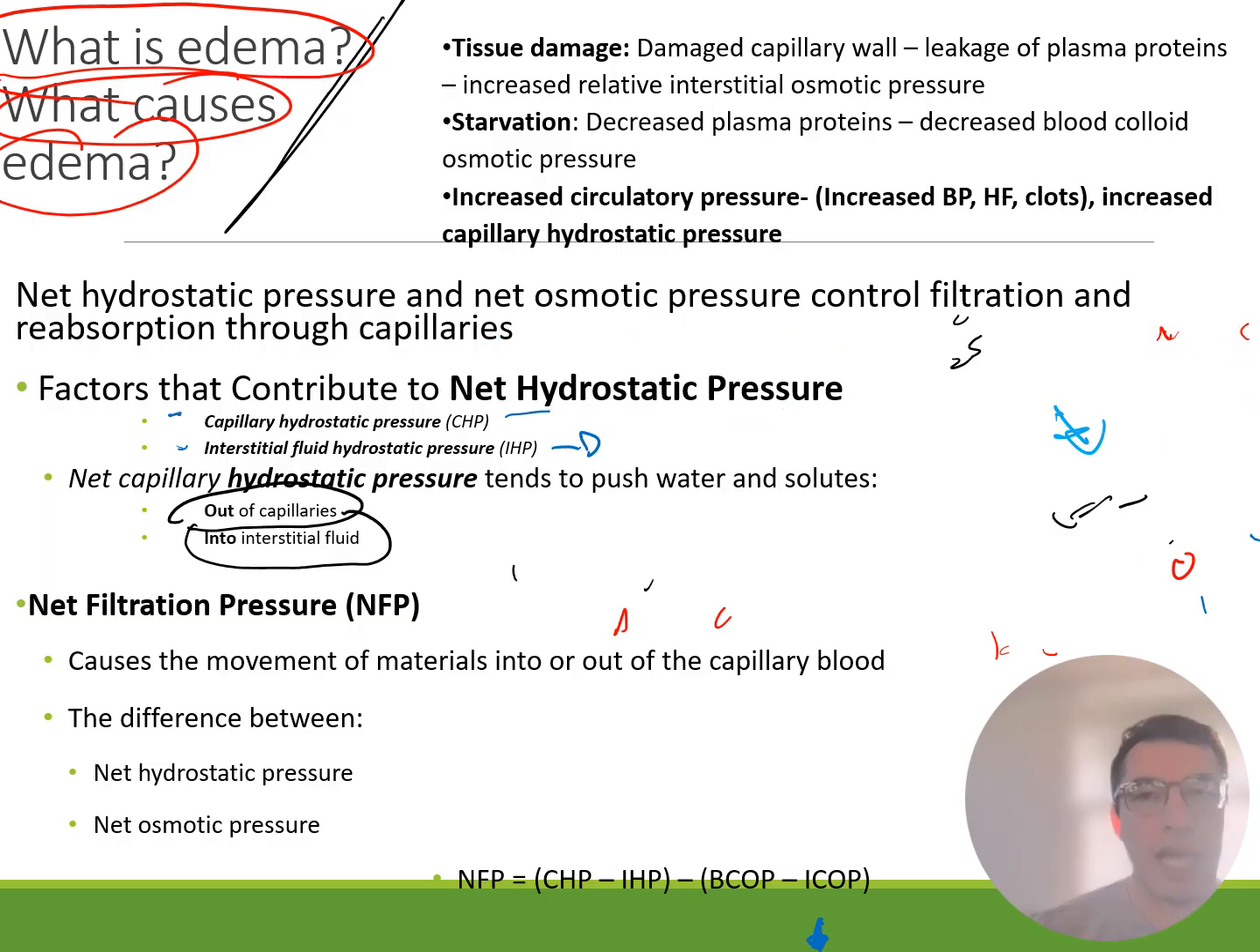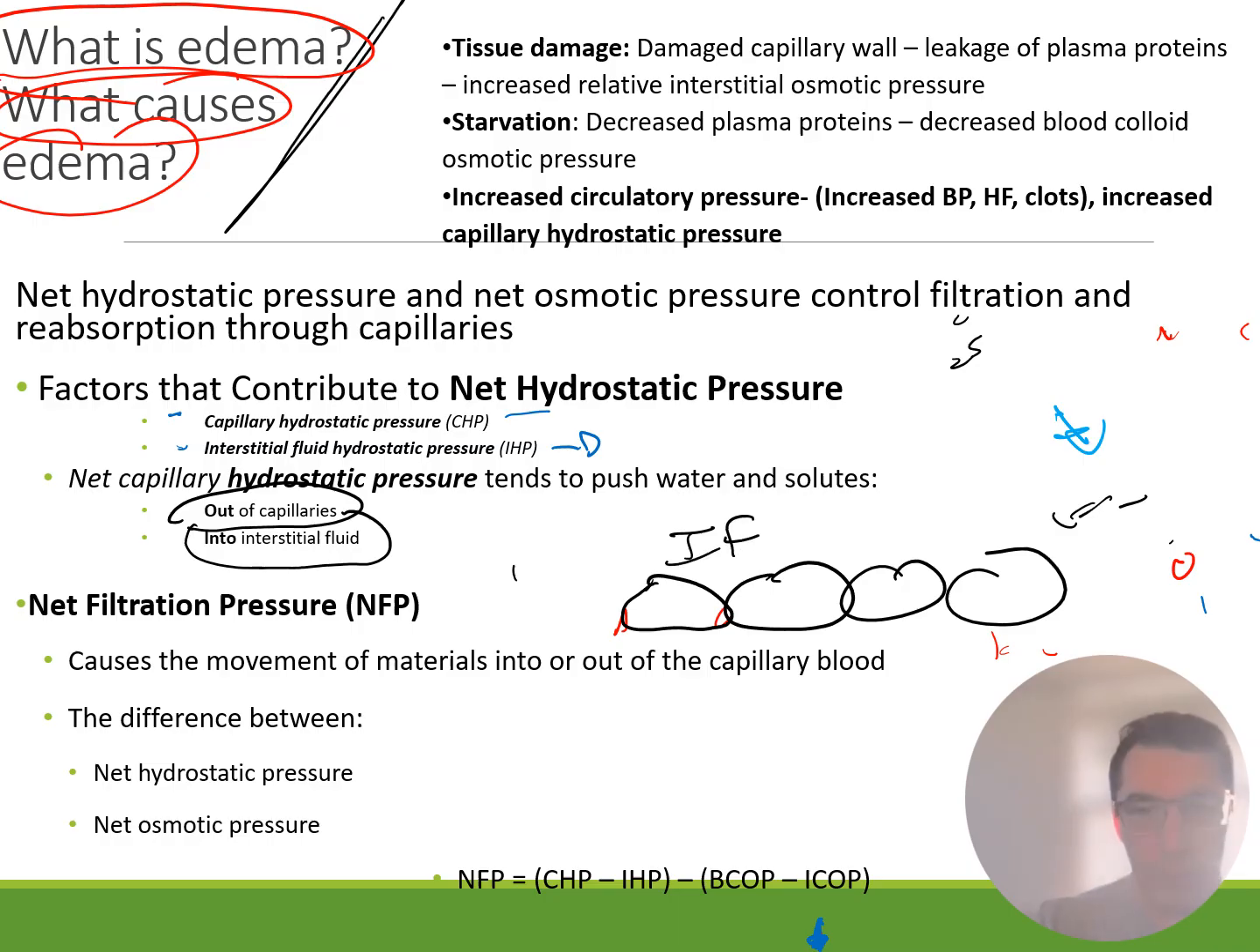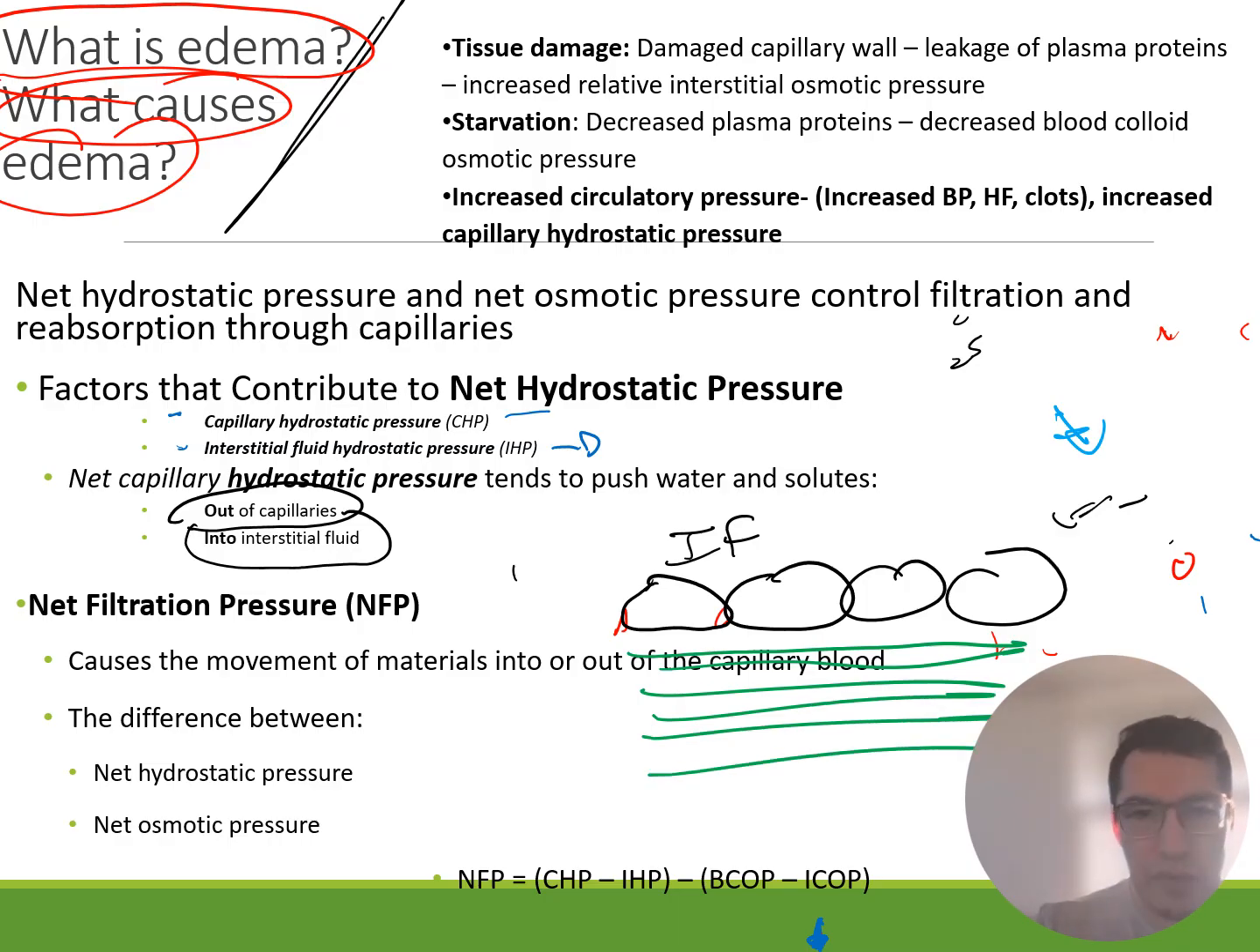Okay, so the idea is that if we had cells, again surrounded by interstitial fluid, and we have our capillary vessel. If we have too much going into it, too much water, there is going to be a collection of water and plasma into this interstitial fluid. So that is what causes edema. There is going to be a swelling in that interstitium, right?